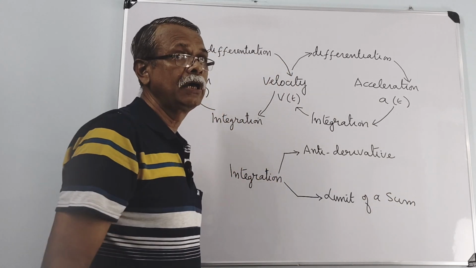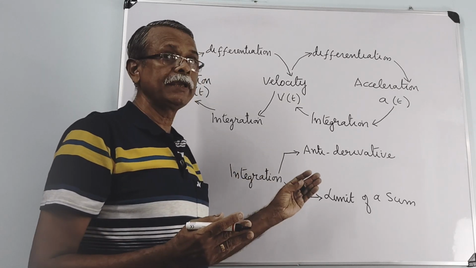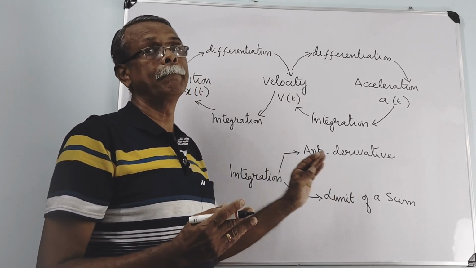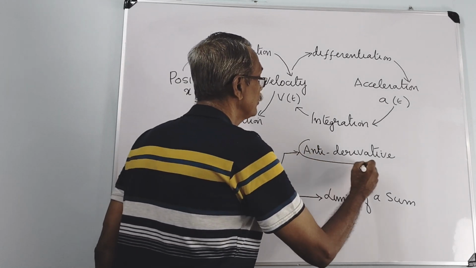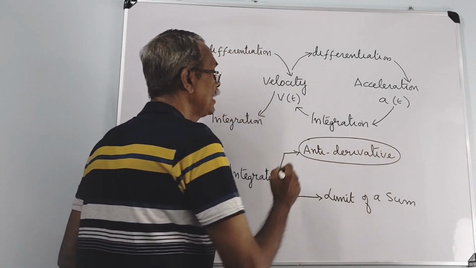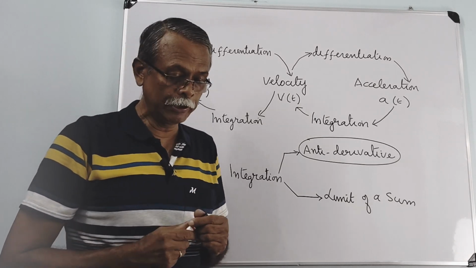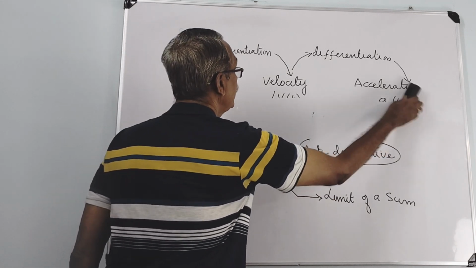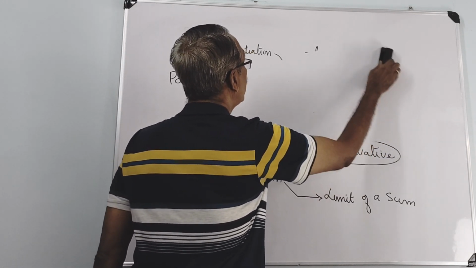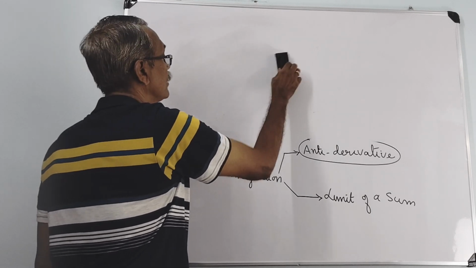Differentiation is the limit of a ratio. Integration is the limit of a sum. And we will start with this approach, that is integration as an anti-derivative. So we will see how that could be done. That is, how can you integrate, or what do you mean by integrating a function?